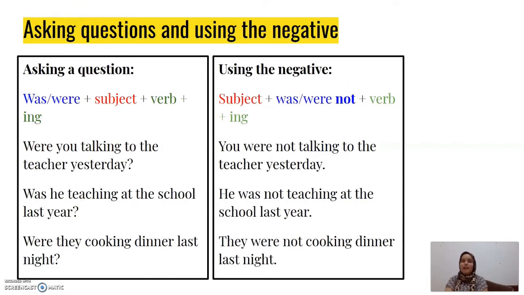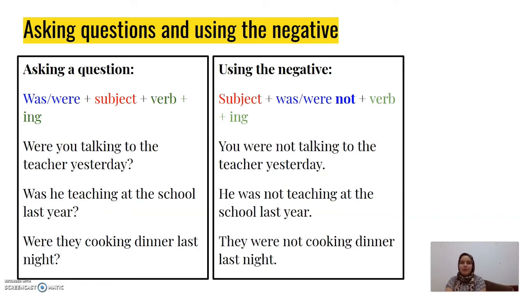And we can also ask questions and use the negative with the past continuous. So to ask a question, use this format: was or were, then the subject, then the verb plus ing. Were you talking to the teacher yesterday? Was he teaching at the school last year? Notice again, be careful with subject-verb agreement.